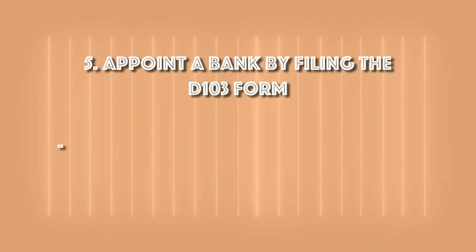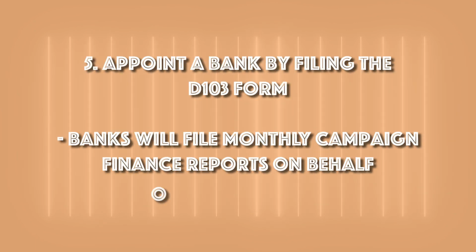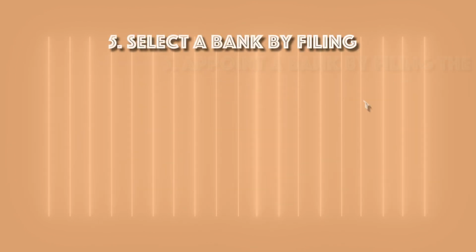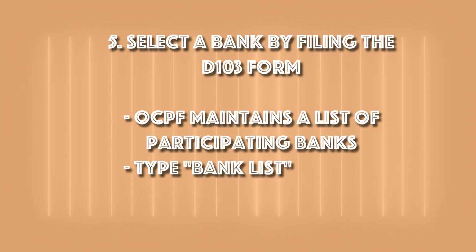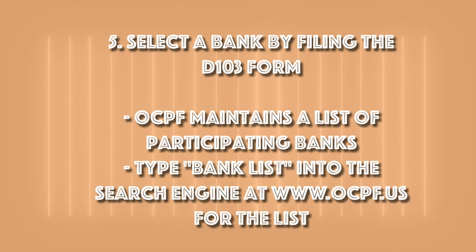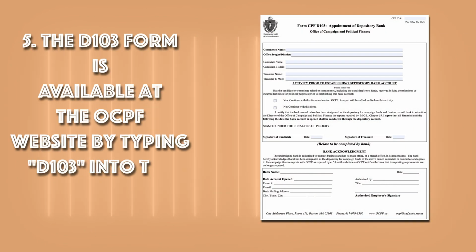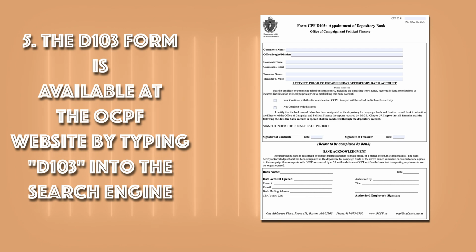Appoint a bank by filing the D-103 form. Banks will file campaign finance reports on behalf of the candidate. OCPF maintains a list of participating banks. Type bank list into the search engine at the OCPF website for the list. The D-103 form is available at the OCPF website by typing D-103 into the search engine.